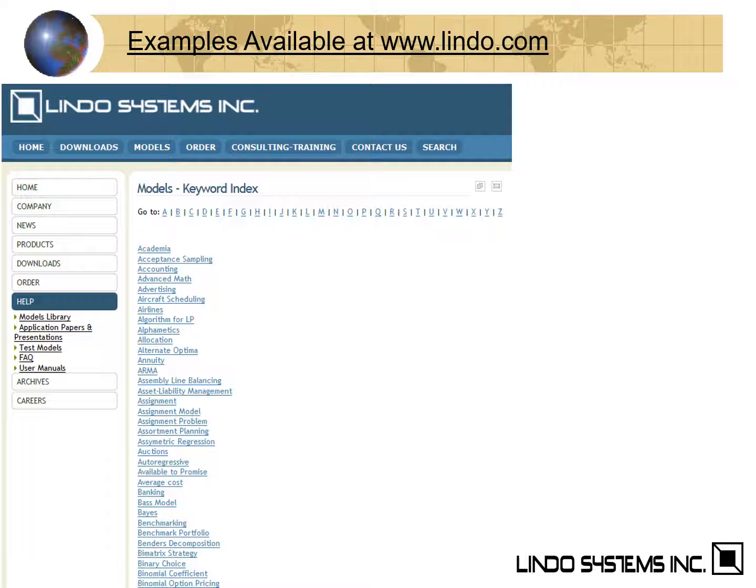So here's a partial list of what you can see if you go to that models library, ranging from things like academia, acceptance sampling, accounting, to allocation, assembly line balancing, asset liability management, assortment planning, the BAS model for marketing, sales prediction, benchmarking, binary choice, bimatrix games, a lot of different topics there, all the way from A to Z.